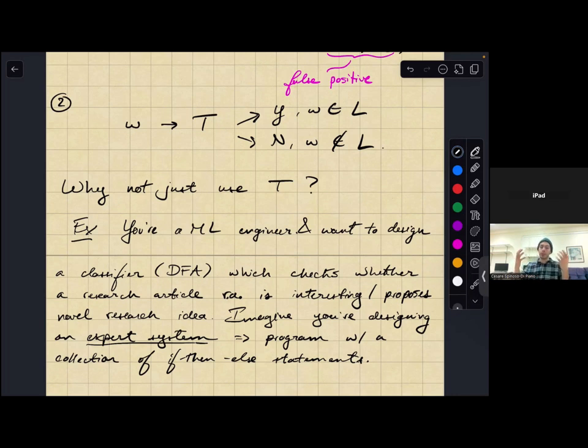Because the machine learning engineer has to sit there and be like, what rules are useful and discriminative for determining whether a paper is interesting or not. And so in this setting, what a machine learning engineer might do is say, I'm not going to think about this myself. I'm going to go to an expert, right? So in this case, the expert is the stand-in for the teacher, right?